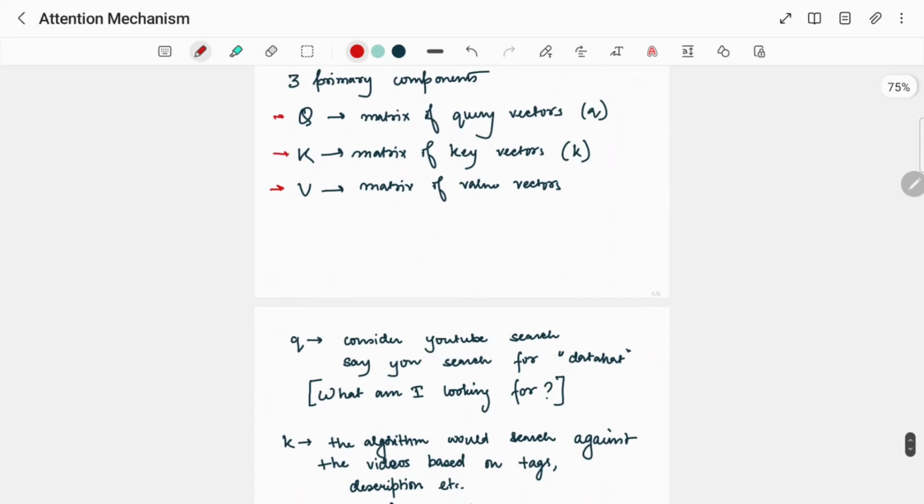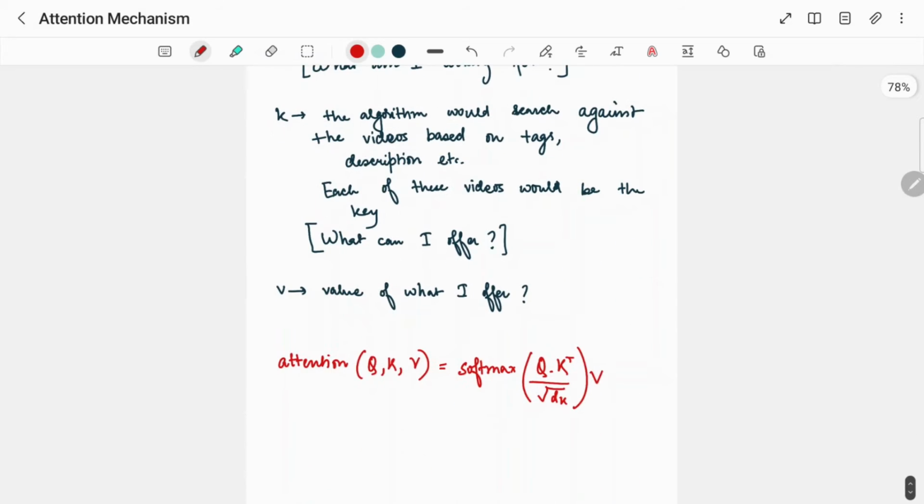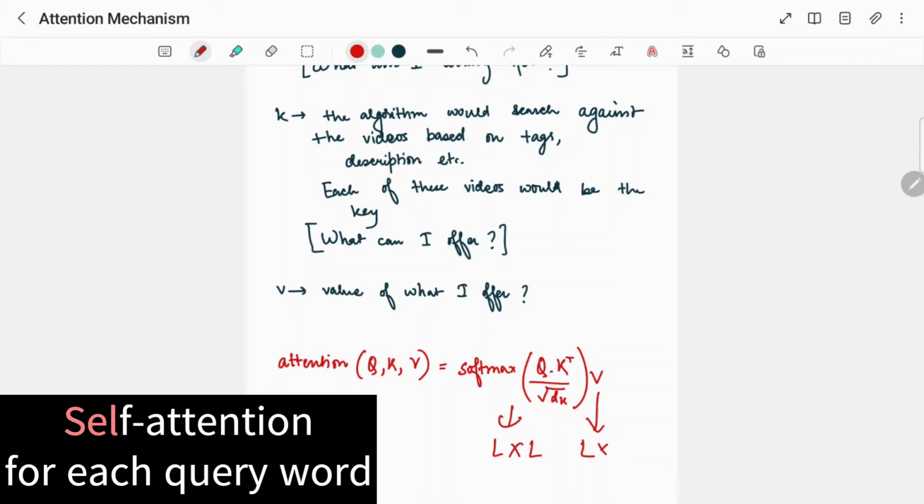Let me write the formula and help you understand. You see the formula is here. Attention is basically softmax of Q dot KT, scaled using root of DK, then the softmax, and then matrix multiplication with V. The output of the softmax will be L cross L and V will be L cross DV, so the final output we will have is L cross DV.